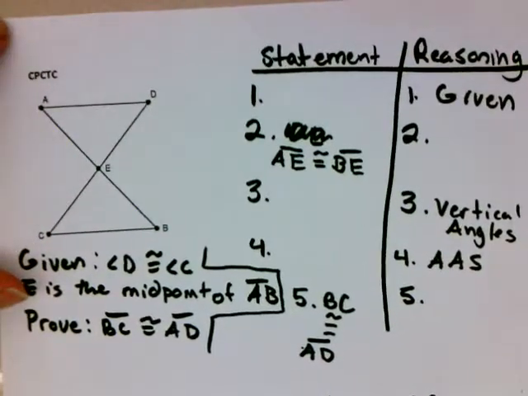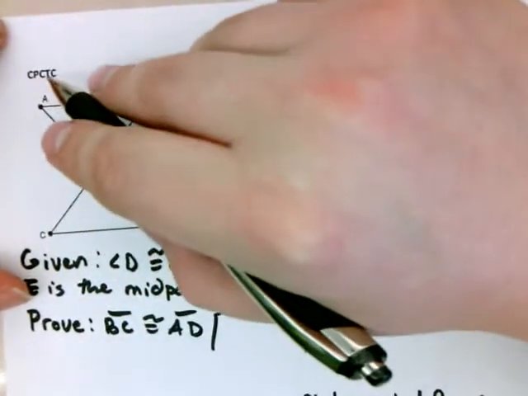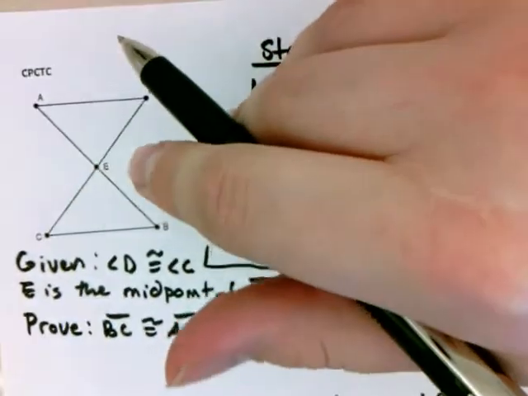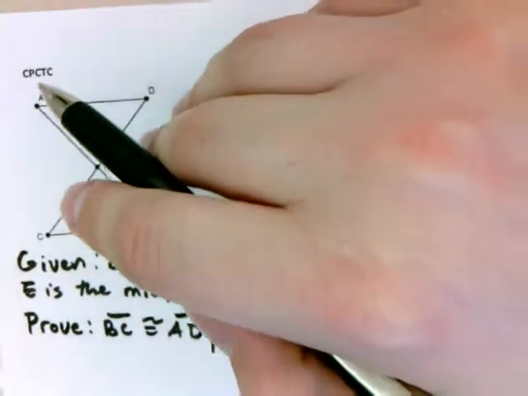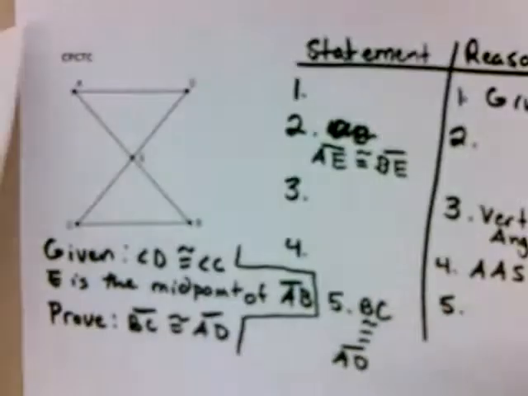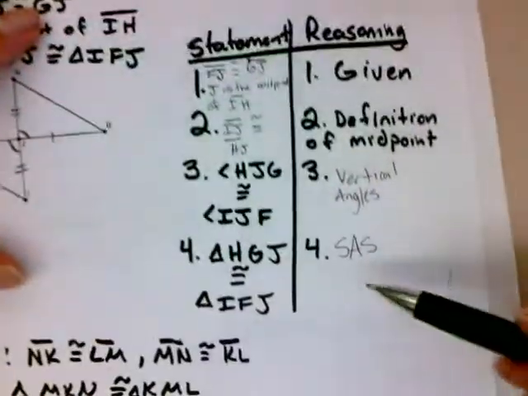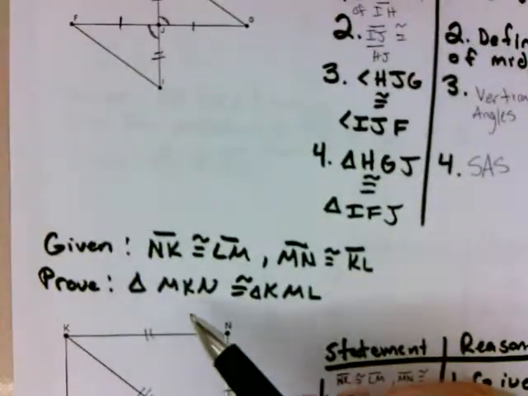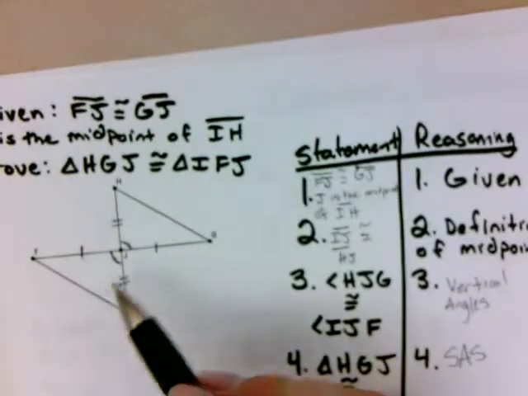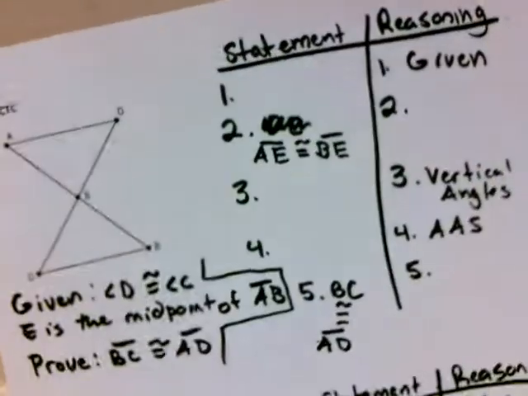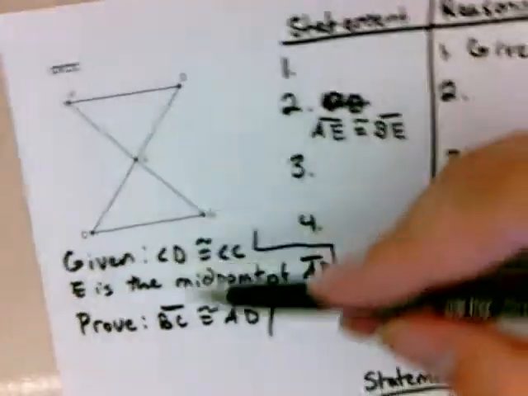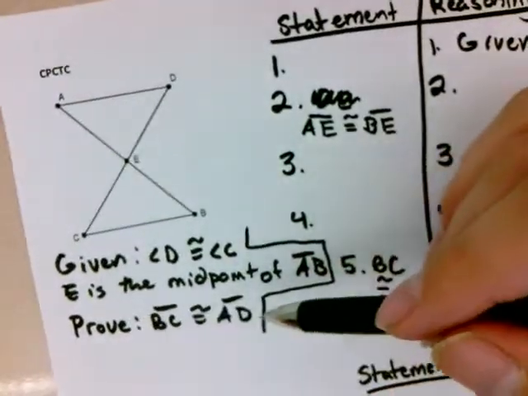All right, now we're going to get into the proofs that use CP/CTC. The difference between the proofs that use CP/CTC and the proofs that end with the postulates is this. These ask you to prove two triangles are congruent, the ones without the CP/CTC. The ones with the CP/CTC ask you to prove parts of those triangles.